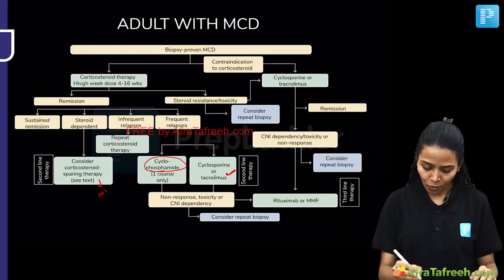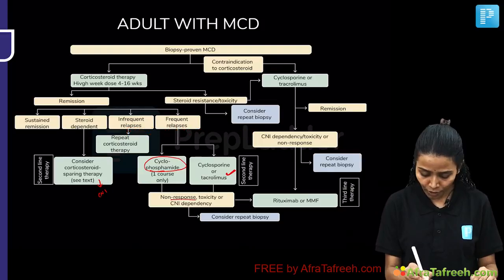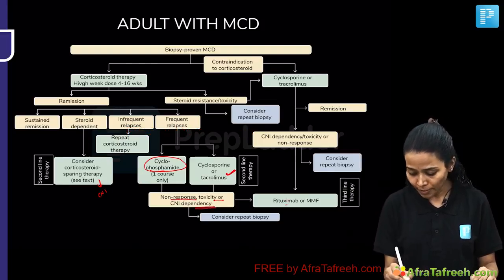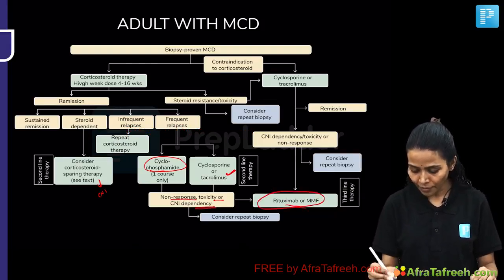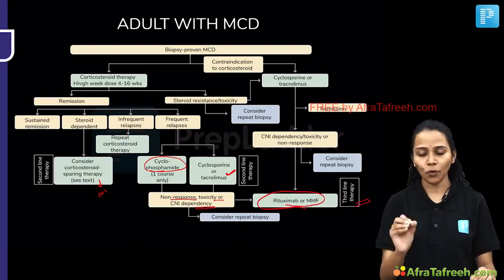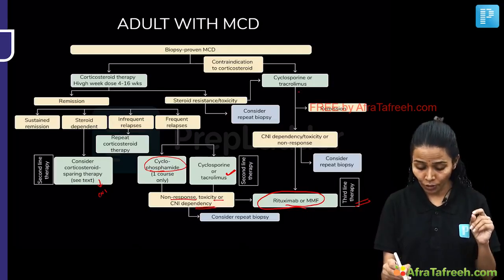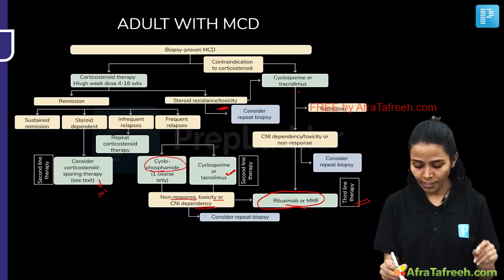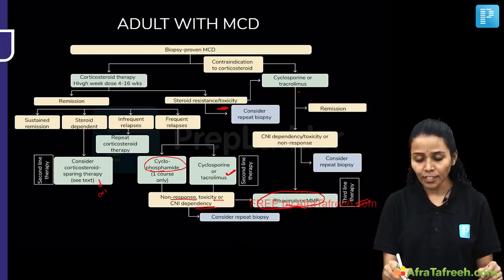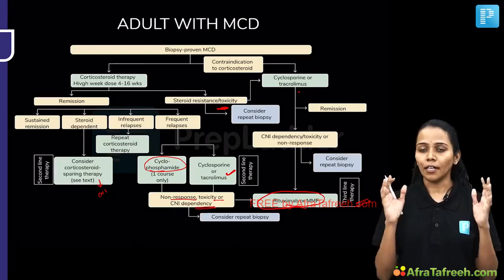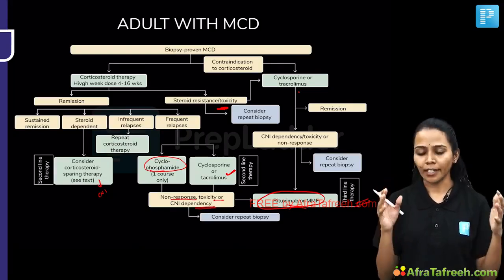So, that is why. Okay, so once you do this, if there is no response or there is toxicity or CNI dependency, then you can consider rituximab or MMF. This is the third line therapy. Okay. Similarly, in adult, if there is contraindication to steroid or if there is steroid resistance, then again we can consider CNI therapy. Okay, so this is how we manage minimal change disease in children and in adult.